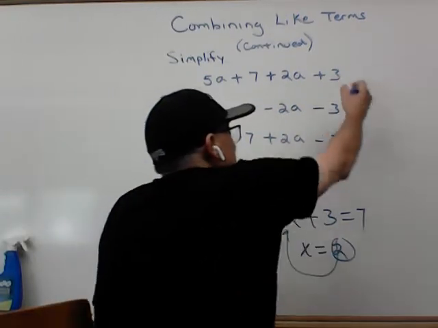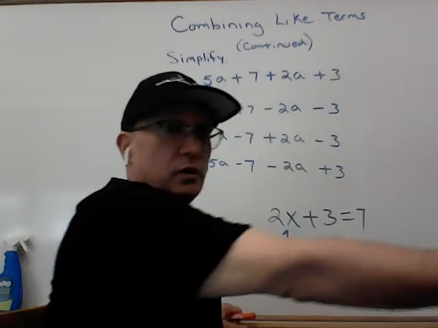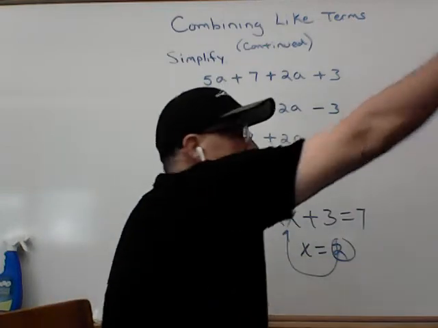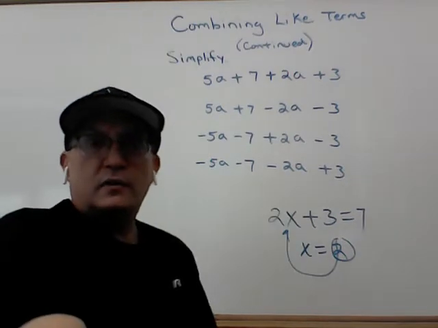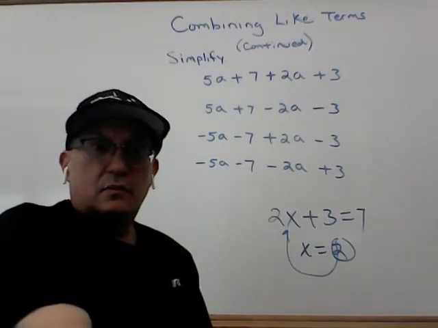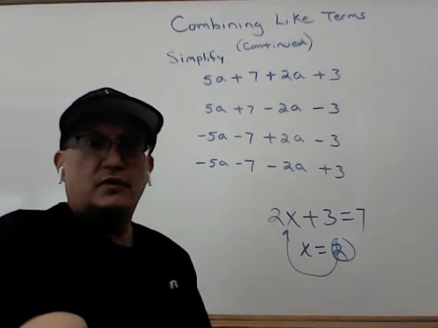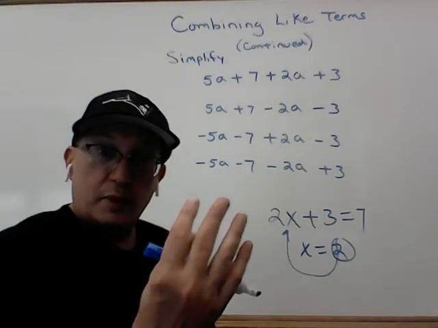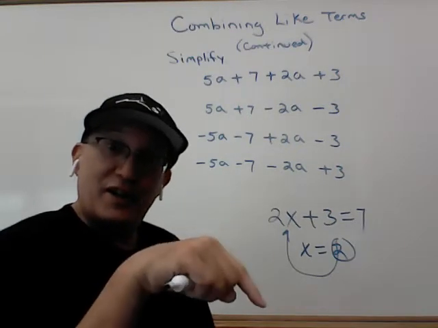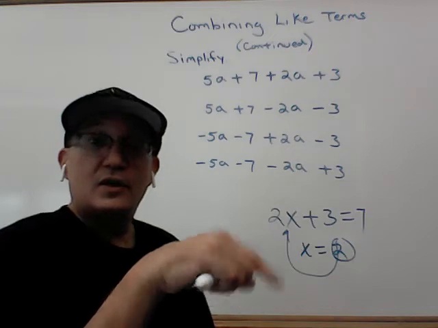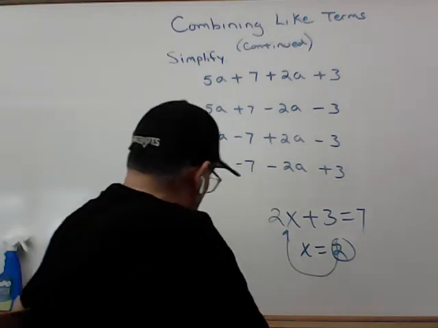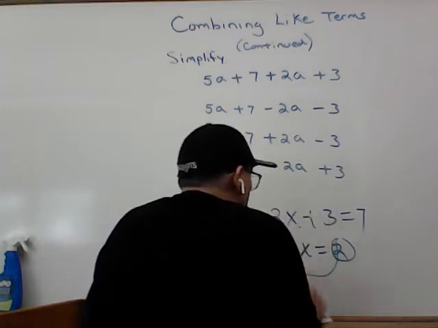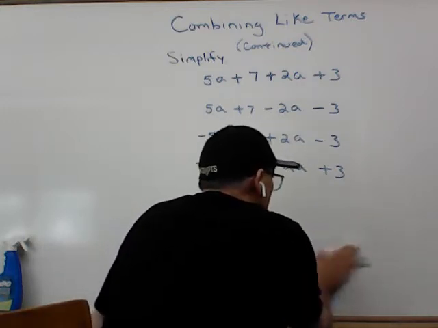If I put over here equals some number, like up here equals 17, then we could determine what the a has to be. But that's not what we're doing here. We're simplifying a 4-term expression, and we're going to get it down to 2 terms. 2 terms is simpler than 4 terms, and so that's why we have that instruction, that direction, to simplify.